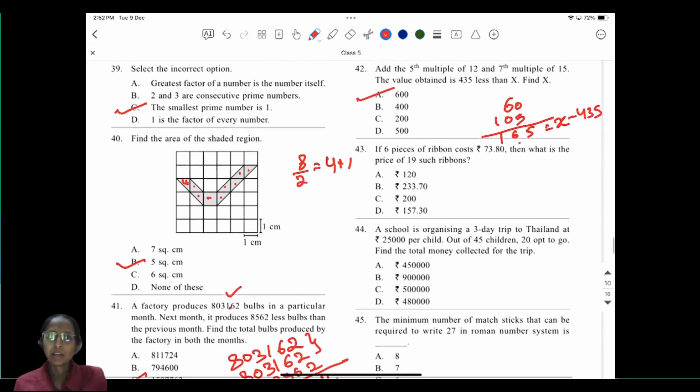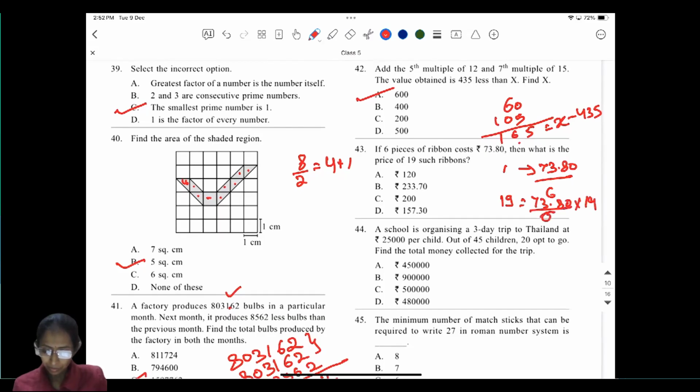600. Now, if 6 pieces of ribbon cost 73 rupees 80 paisa, what is the price of 18 such ribbons? So one ribbon will be of 73.80 divided by 6, and 18 such ribbons will be 73.80 upon 6 into 18. This will be my answer. We just need to simplify this.